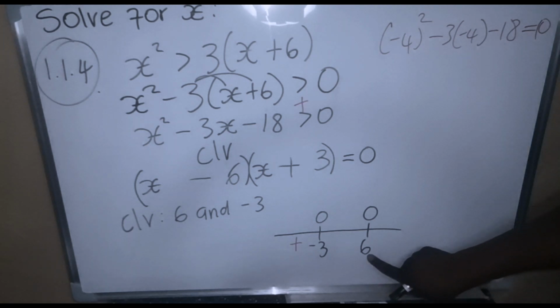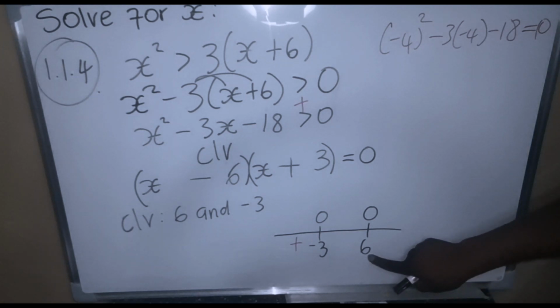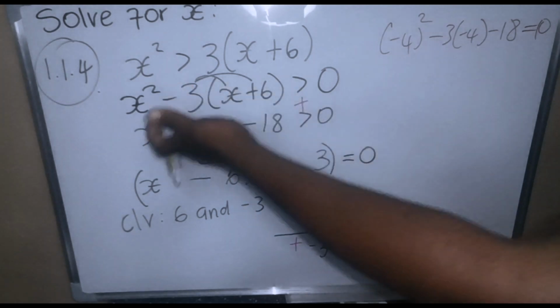Then values that are bigger than 6. 7, 8, 9, 10. We are looking at 7 where we see x.